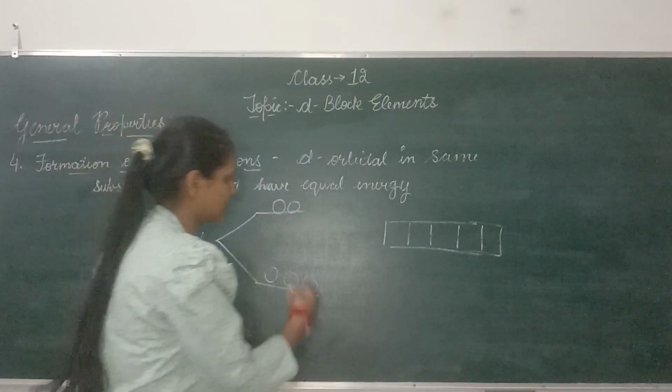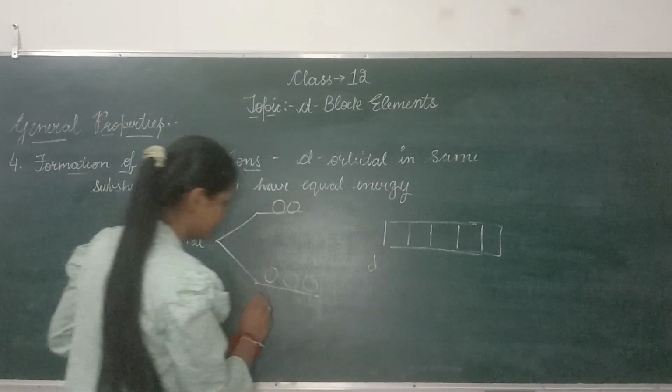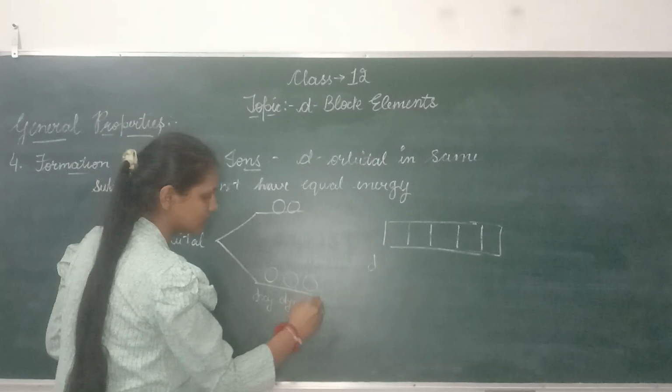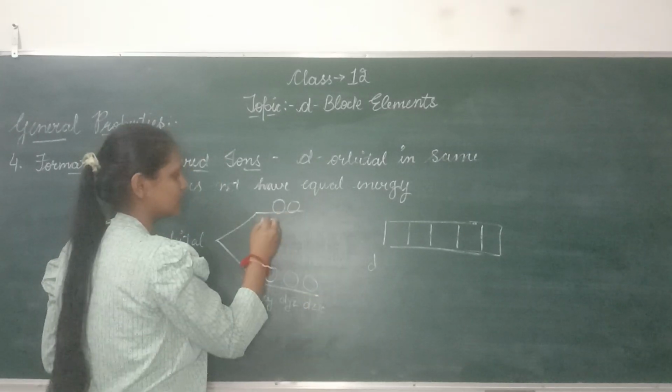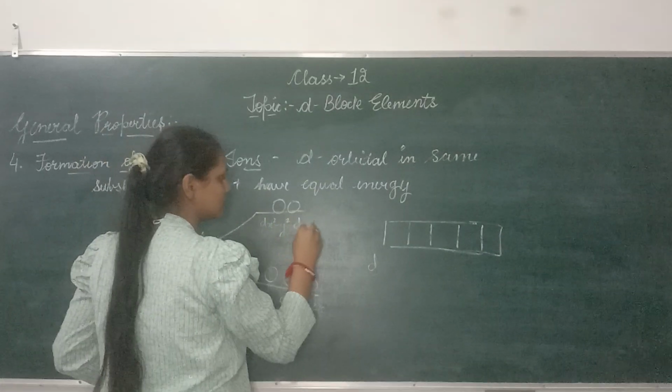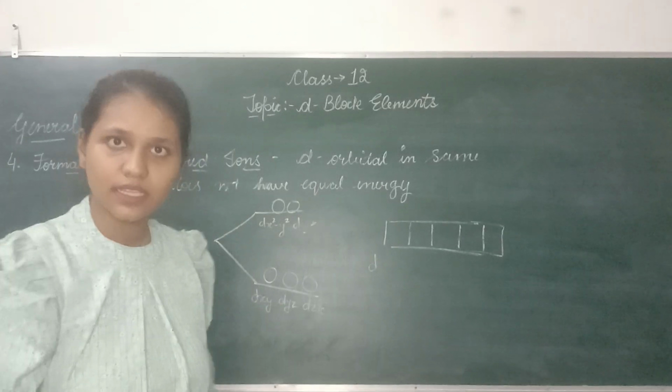The orbitals are dxy, dyz, dzx, and here dx square minus y square, and here dz square.